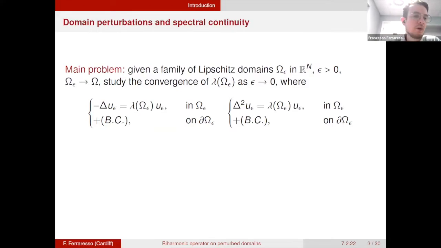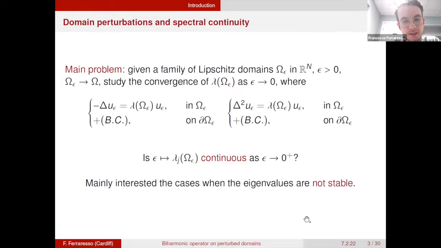An interesting question is, first of all, whether these eigenvalues are continuous with respect to epsilon. In many situations, this is not the case, and I'm particularly interested in the cases when this actually does not happen. So I'm interested in these pathological perturbations where something wrong happens. I will talk about stability of the eigenvalues, not in the nonlinear sense, but in a more specific sense that I will make rigorous in a moment.